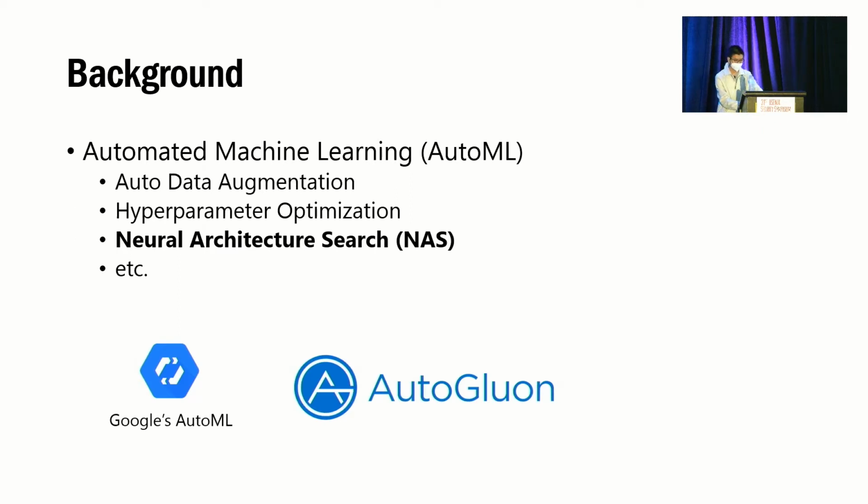Okay, let's start with the background. What is AutoML? AutoML, which refers to automated machine learning, is a very broad term. It contains auto-augmentation, hyperparameter optimization, neural architecture search, and so on. It has been widely applied in many industrial scenarios. For example, there is Google's AutoML and Amazon's AutoGluon. So in this presentation, I will only focus on neural architecture search.